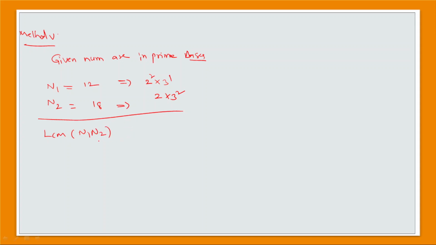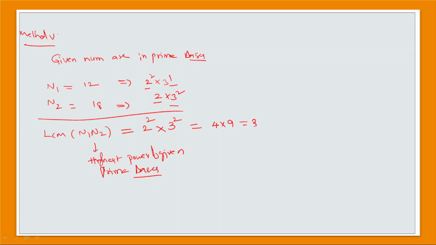In order to find the LCM of n1 comma n2, what we need to do is take the highest power of a given prime basis. So among 2 and 2 square, what will be the highest? The highest value will be 2 square here. And among 3 power 1 and 3 square, what will be the highest? The highest value will be 3 square here. So the LCM will be 4 into 9, which is equal to 36.